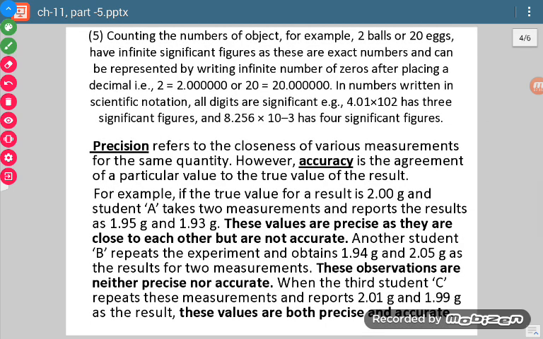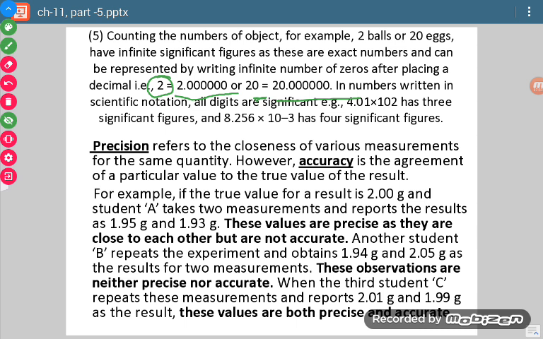Now the fifth rule, counting the number of objects. For example, 2 balls or 20 eggs. When a definite number is given while counting some objects, then for exact numbers there are some rules. If 2 balls are written, then the observation is 2. Now we can write 2 like this also. We can write 20 like this also, because mathematically it is the same.